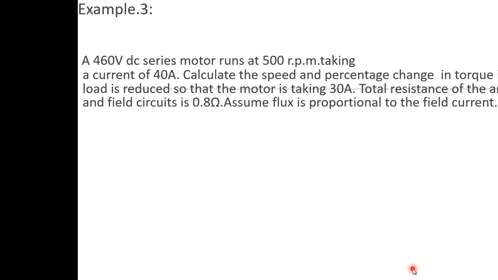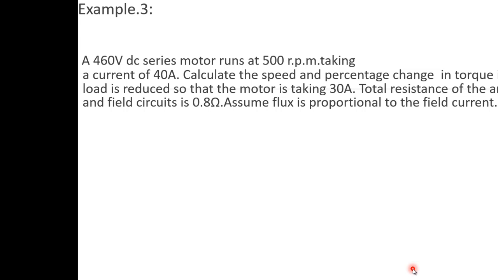See here, a 460 volts DC series motor runs at 500 rpm, taking a current of 40 amps. Calculate the speed and percentage change in torque if the load is reduced so that the motor is taking 30 amps. The resistance of the armature and field circuits is 0.8 ohms. Assume flux is proportional to the field current.